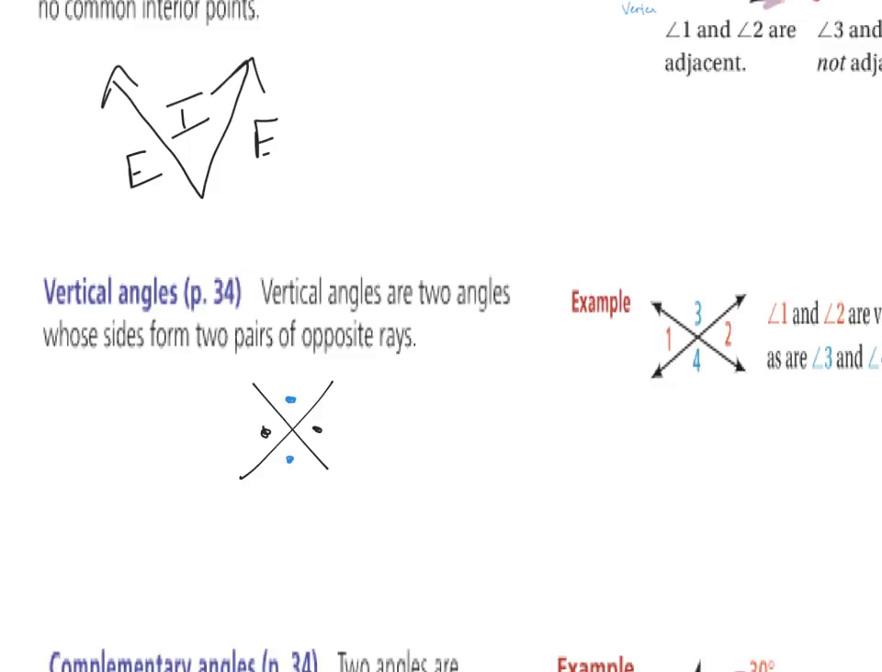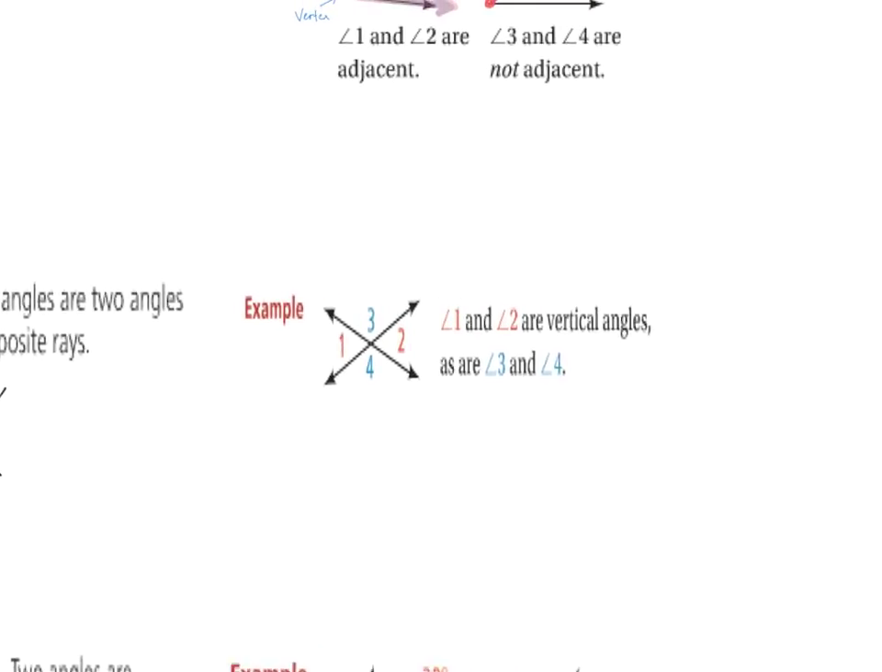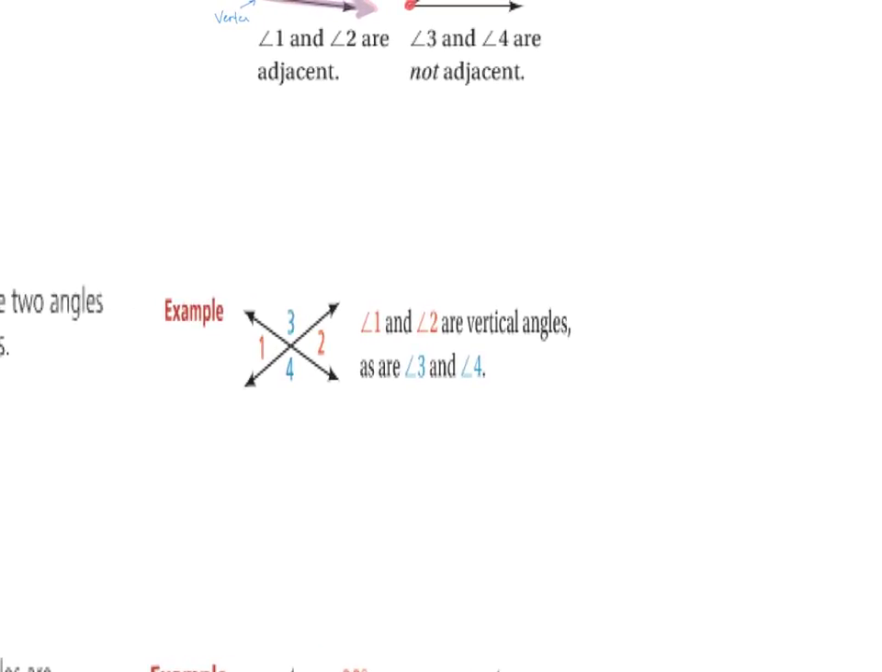Now, of course, they'll get to a point where they'll turn them around, and they won't always be top, bottom, left, right. But in this case, angle 1 and angle 2 are vertical angles. When you notice these two essentially straight lines intersect, they form perfect V's. And then angles 3 and 4 are vertical angles.